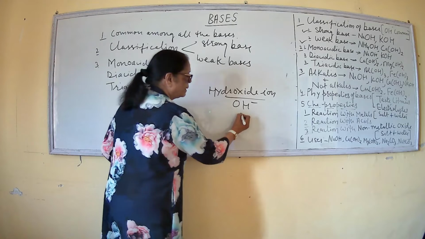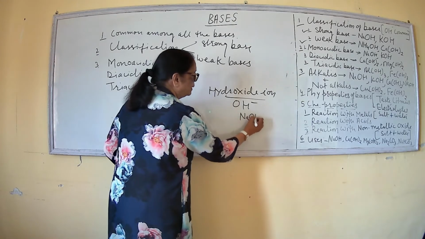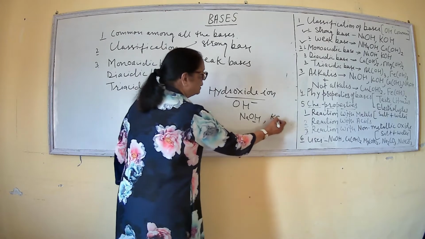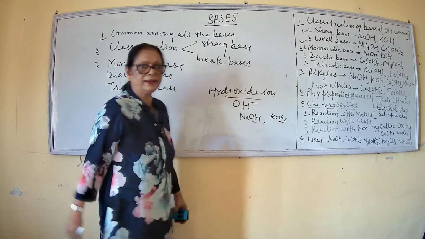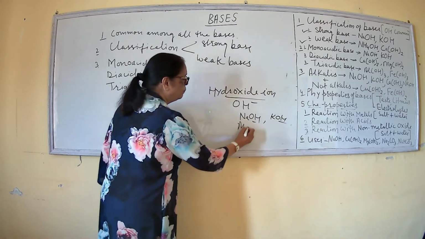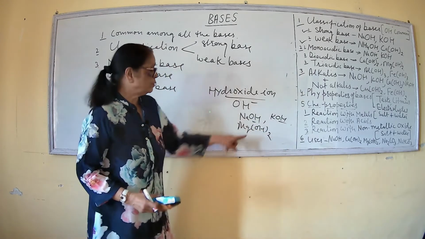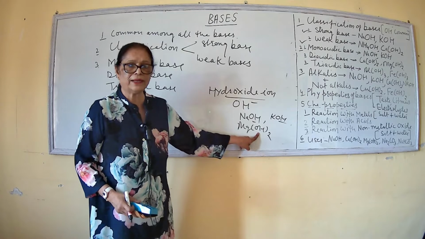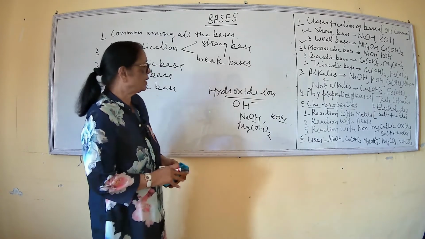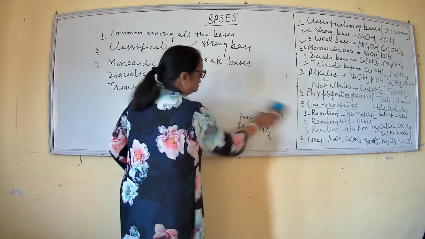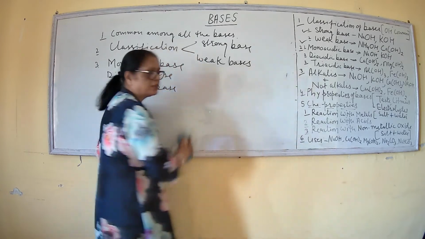I will give you some examples. NaOH has hydroxide ion in it. KOH has hydroxide ion in it. We have Mg(OH)2, magnesium hydroxide, which has two hydroxide ions per molecule. So the point is that all the bases are made up of hydroxide ion.